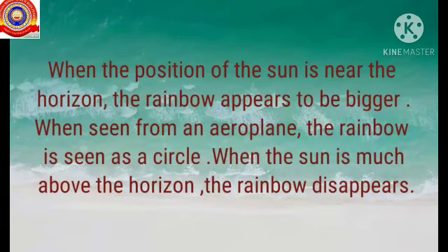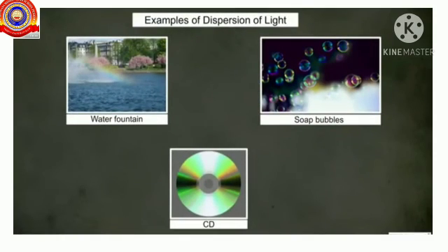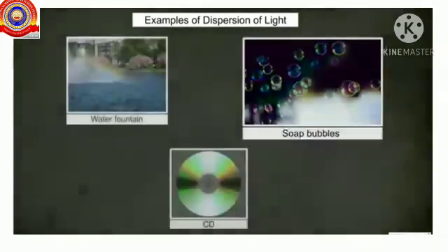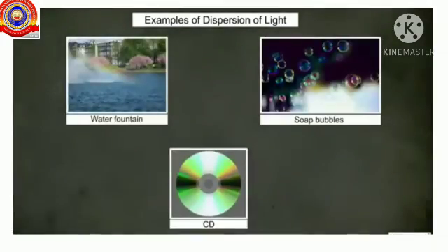When the position of the sun is near the horizon, the rainbow appears to be bigger. When seen from an aeroplane, the rainbow is seen as a circle. When the sun is much above the horizon, the rainbow disappears. We can see this beautiful band of colors due to dispersion not only in a rainbow, but also in water fountains, soap bubbles and in CDs.